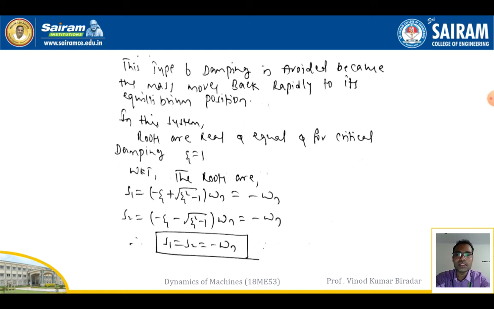Okay, so here the zeta value is equal to 1. Just to substitute in that equation, you are going to get minus omega n. Similarly, the second root, that is s2, is equal to minus zeta minus square root of zeta square minus 1, into omega n. Just to substitute, you are going to get minus omega n. So these are the roots, plus or minus. Therefore, s1 and s2 are equal to minus omega n. I hope you understand up to this.